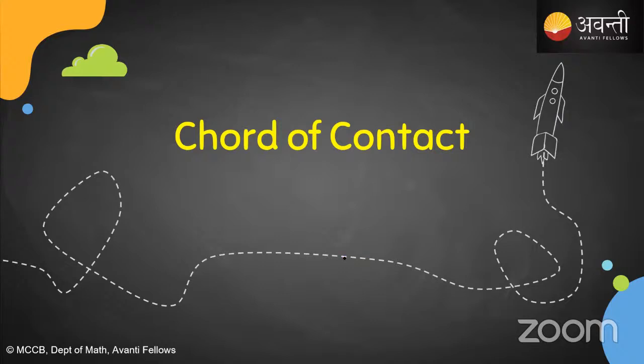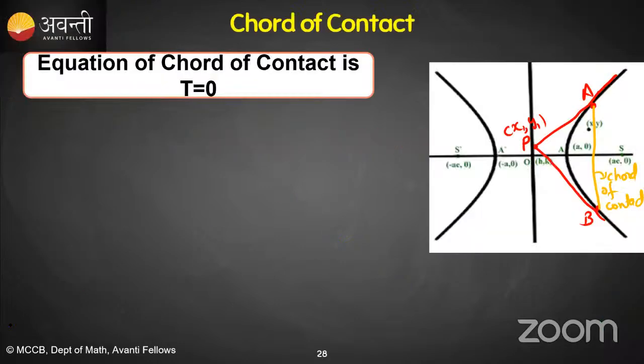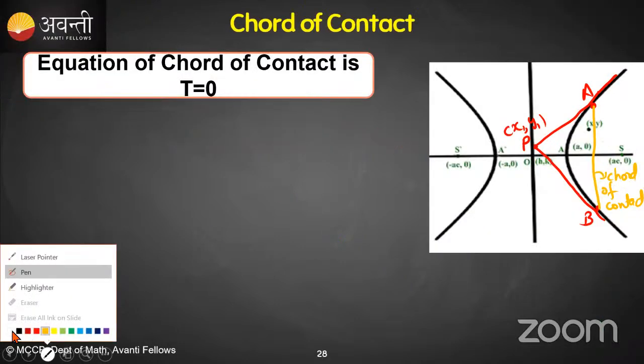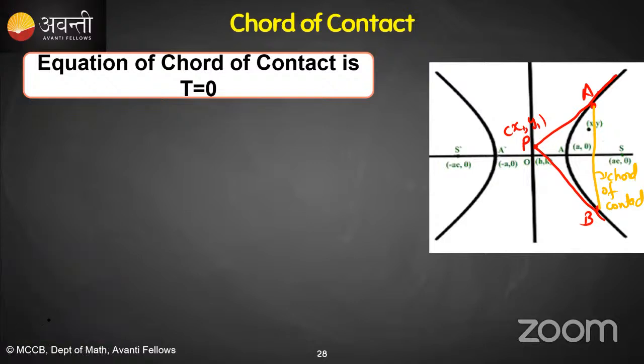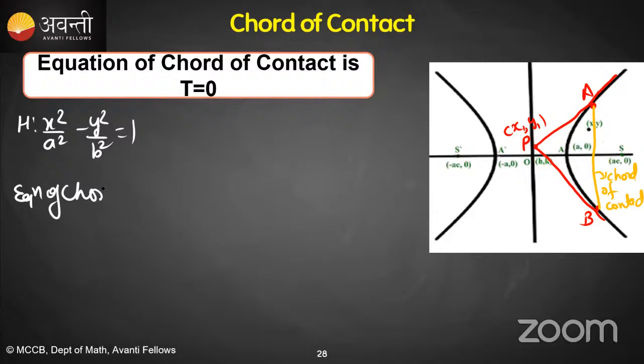chord of contact, which is exactly the same as in the ellipse, hyperbola and the circle. Same thing. What is the equation of the chord of contact? T is equal to 0. It means the equation of the chord of contact with respect to point P, which is (x1, y1), is T equal to 0. The hyperbola is x square upon a square minus y square upon b square is equal to 1. So what is the equation of the chord of contact?